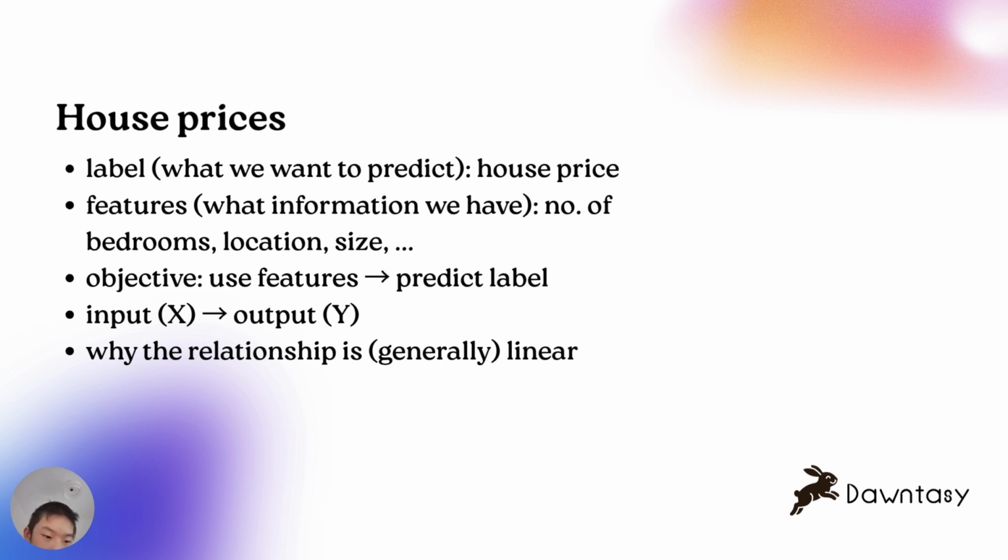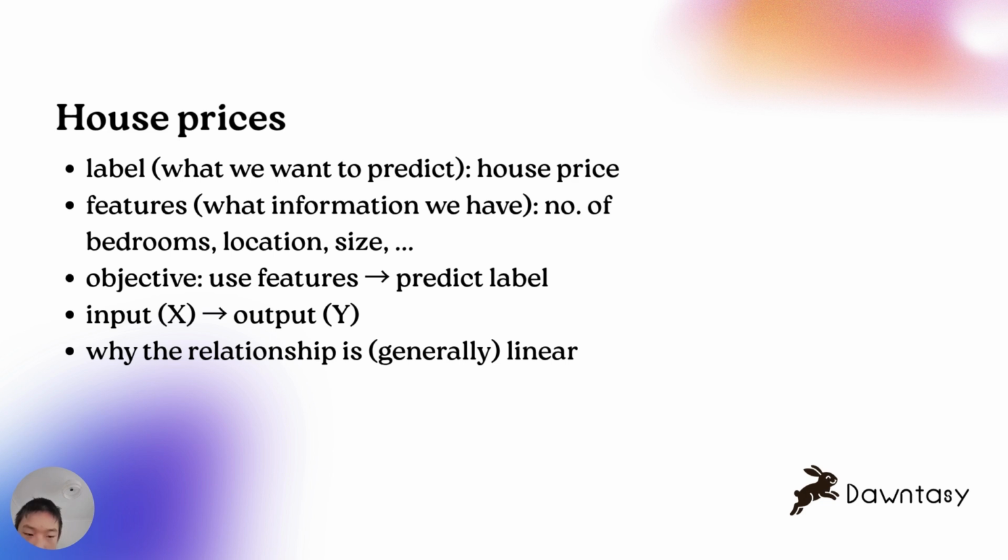We can see this as a mapping. We want to map our input, which is the number of bedrooms, the location, and everything, to our output, which is the house price. So we want to find some kind of pattern or relationship or rule that connects the two. And in this case, let's just assume that this relationship is linear because, generally speaking, more bedrooms or a larger house size would give a larger house price, so a pricier house in general.